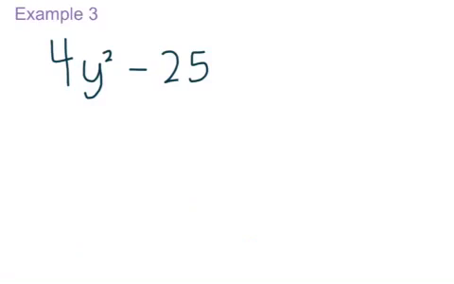Example 3 is 4y to the second minus 25. So the coefficient, my first number, is 4. That's a perfect square. My exponent is even. There's subtraction. And 25 is also a perfect square because 5 squared is 25. So this is a difference of perfect squares. So I go ahead and set up my 2 parentheses with a plus and a minus.